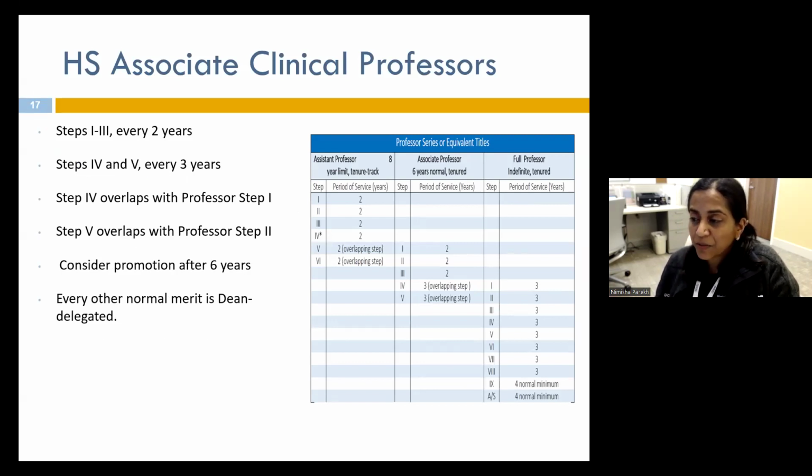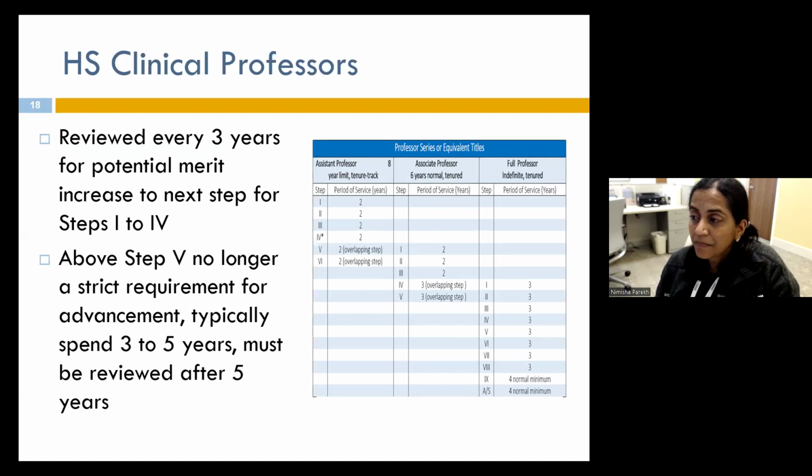So you can consider promotion after 6 years, but depending on how you are progressing. Clinical professors will go up for merit every 3 years between steps 1 to 4. Now, above step 5, there's no strict requirement for advancement, but that typically goes up. You will be evaluated every 3 to 5 years, but you definitely have to be reviewed at 5 years.